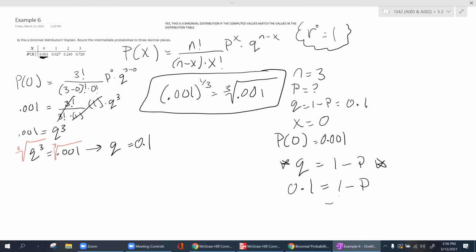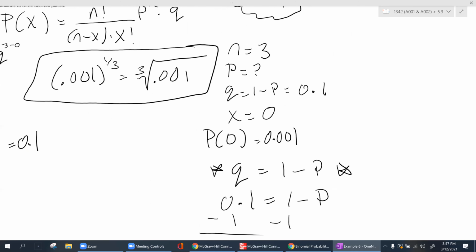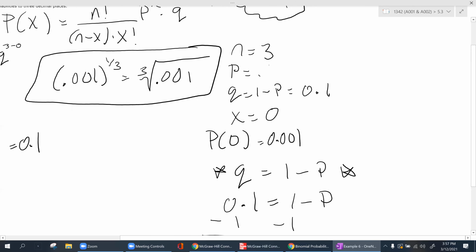So let's subtract 1 from both sides. This is negative 0.90 is equal to minus p, and I'm going to divide both sides by -1. So I get p is equal to positive 0.90. And remember, these probability values have to be bounded between 0 and 1, and they cannot be negative. So I've already found what p was. This is 0.90. All right, so we're halfway there.